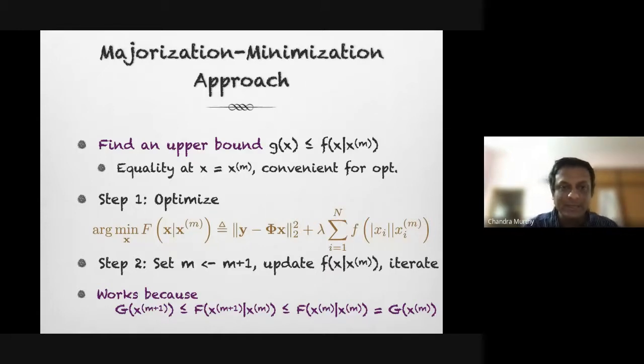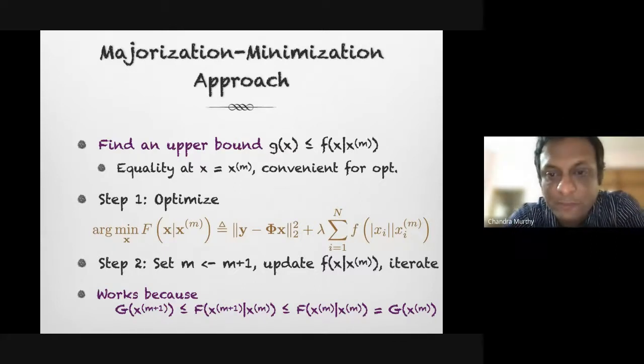What you do is to find an upper bound. In this case, the upper bound is denoted as f of x bar xm, meaning to say that this f of x is an upper bound at the current iterate, which is x of m. And it has these two properties. One is that it's an upper bound, and second is that f of x bar xm at x equals xm is equal to g of xm. So it achieves equality at x equal to xm.